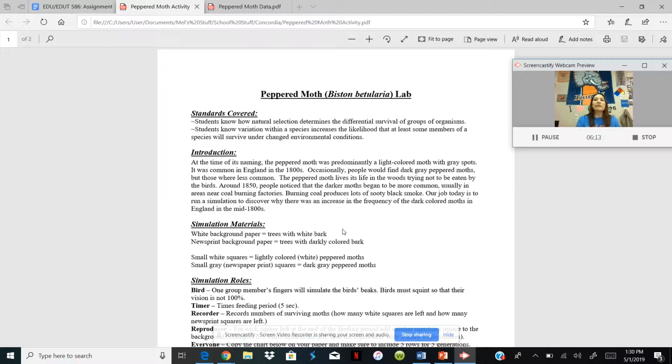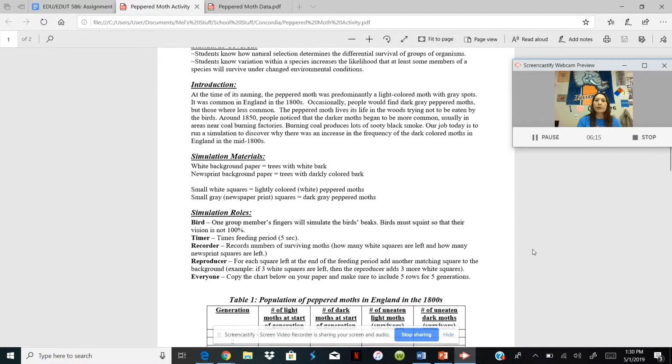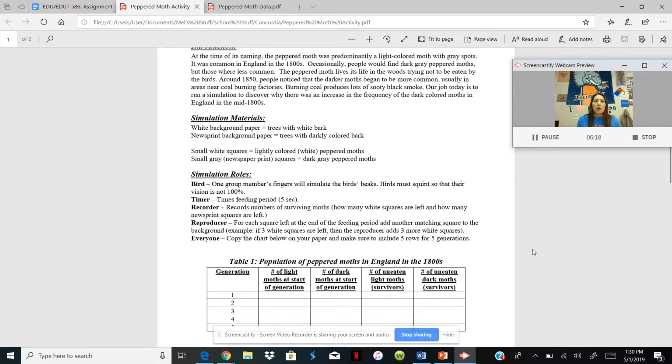So we have different roles in our groups. One person is going to be the bird. Your fingers are going to represent your beak, and you must squint your eyes to represent poor eyesight as you hunt moths that are situated on top of the bark. The timer can use their cell phone to time 5-second intervals of feeding of the bird. Then we have the recorder. That's the person who is going to take down how many moths have survived, not how many moths the bird has eaten, but how many are left on the bark.